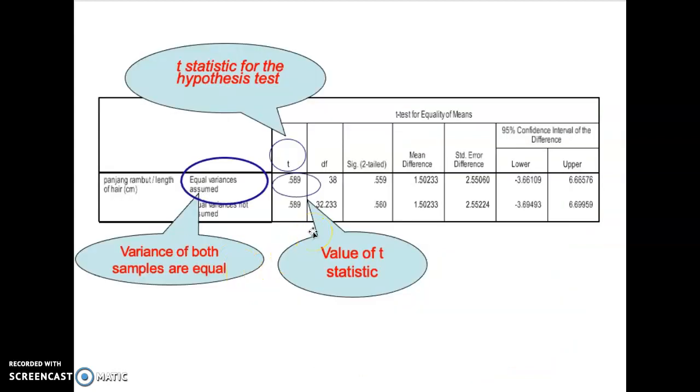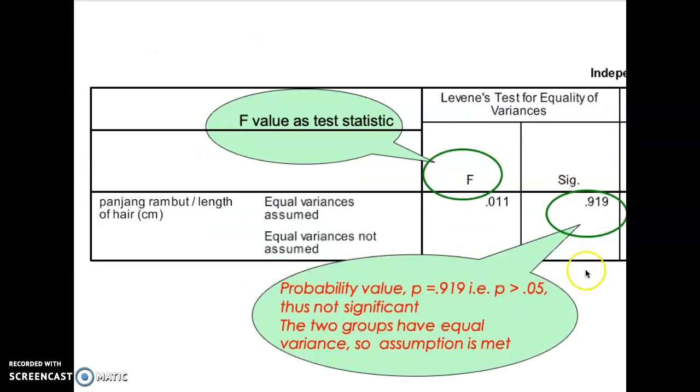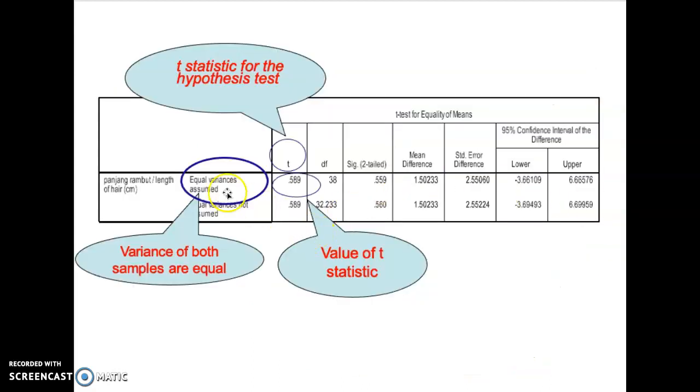So if your p-value is more than 0.05, indicating that for Levene's test equal variances is assumed, you should continue reading the first row, which is equal variances assumed. But if your p-value for the Levene's test is less than 0.05, you should read the second row, which is equal variances not assumed. In this case, the p-value is 0.919, which is greater than 0.05. You should read the first row because equal variances is assumed.